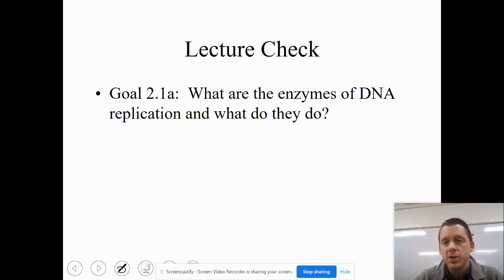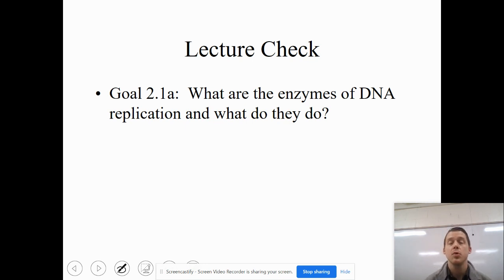Let's have a quick question at the end to make sure we understood everything. What are the enzymes of DNA replication, and what do they do? There's three of them. Tell me the three enzymes we learned and what they do. So first, you should have picked helicase. Helicase is going to unwind the DNA. It's going to break hydrogen bonds and separate the two DNA strands.